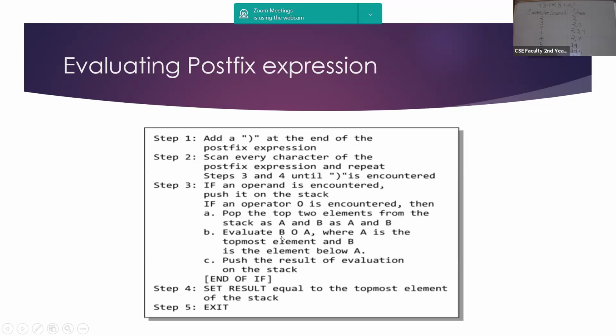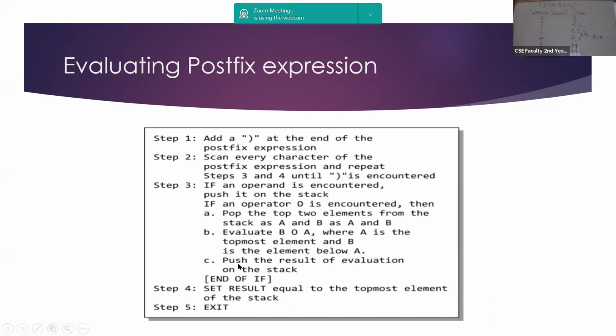Then evaluate B operator A, where A is the topmost element and B is the element below A. That is what it is saying, that you have to pop the top 2 elements. So this is A and this is B. And then you have to do it this way. B operator A. Here the operator is plus. So B operator A, where A is the topmost element, that is 4. Is it clear? Yes, ma'am.